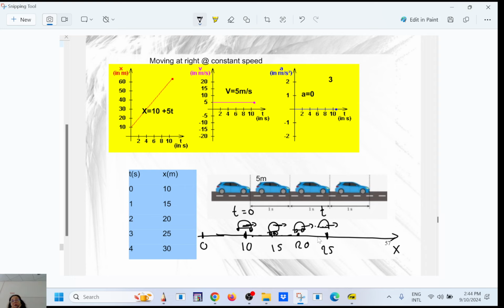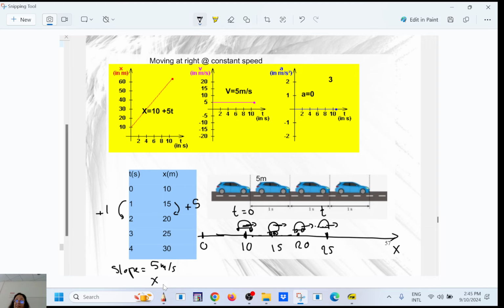Okay? Now, if I want to connect to algebra, I'm going to have what we call equation of motion. So you see that you have your spreadsheet here. Time is 0, 1, 2, 3, 4. The position on the number line. So every run of 1, you increase by 5. So the slope is rise over run. The slope is 5.